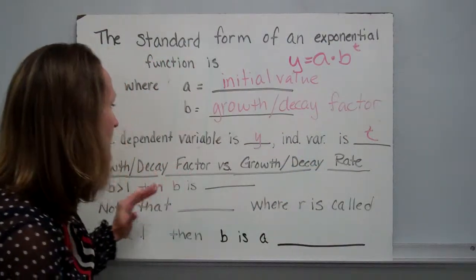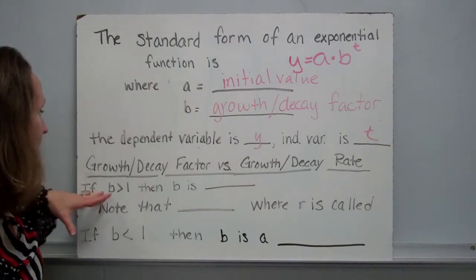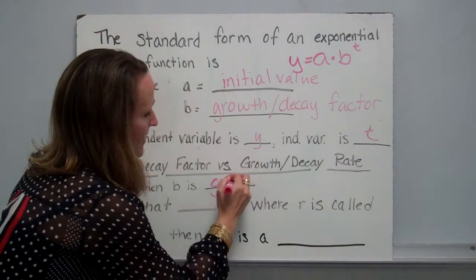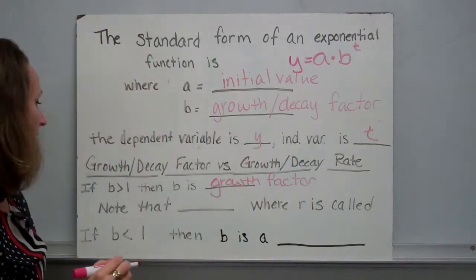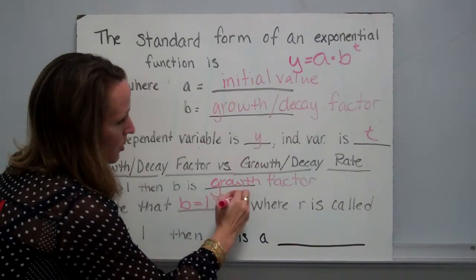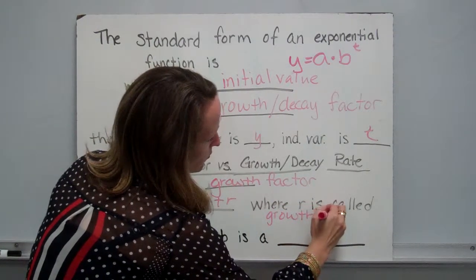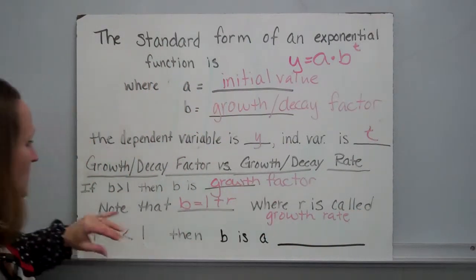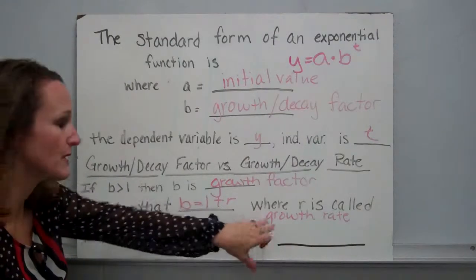Okay, so your growth and decay factor versus your growth and decay rate, because when you read these problems, you're going to be dealing with both. If b is greater than 1, then b represents a growth factor. Note that b is equal to 1 plus r, where r is called a growth rate. To say that again, if b is greater than 1, it's called your growth factor, when b is equal to 1 plus r, where r is called your growth rate. We're going to look at that more in just a minute.